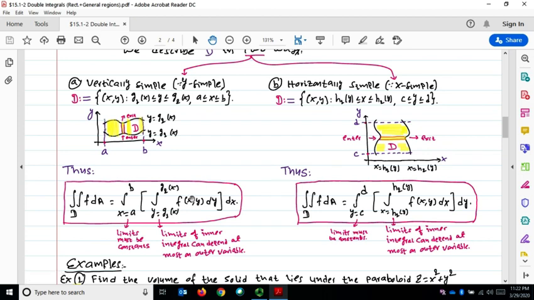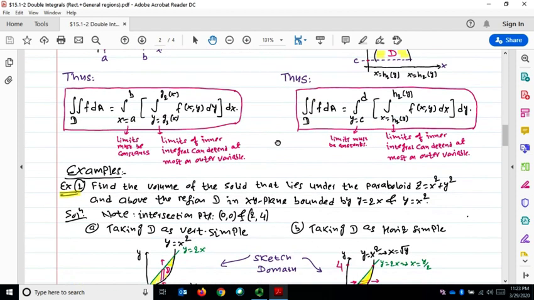Hopefully these two descriptions of the domain as well as these two setups for our double integrals make sense to you all. Great. Now let's use these ideas to evaluate the double integrals.